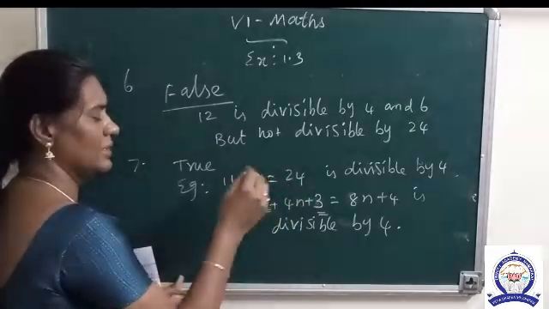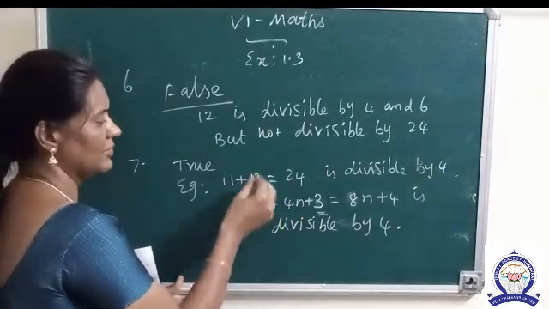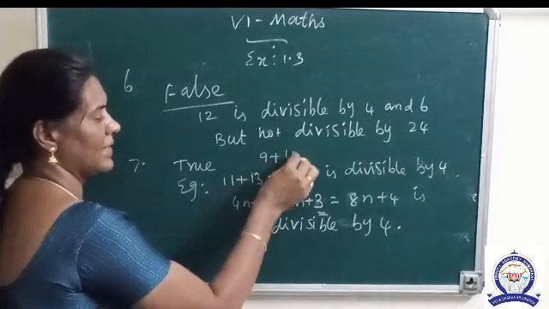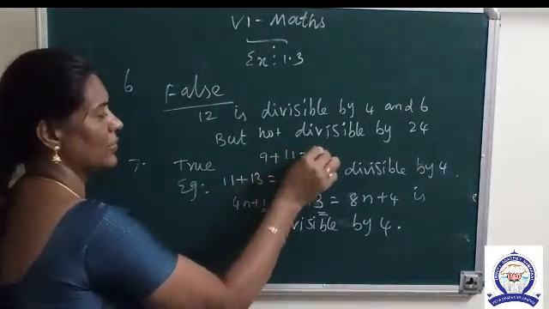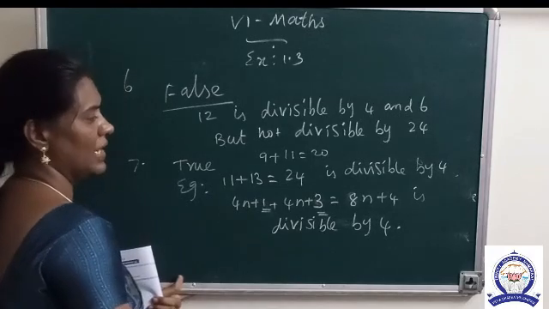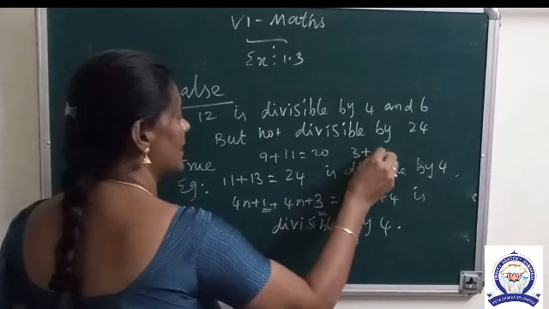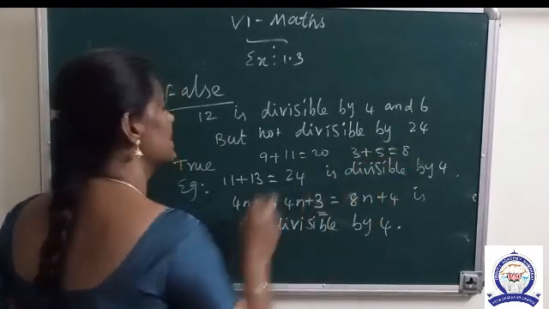Okay, then let us check another one. 9, the next odd number is 11. 9 plus 11, 20. 20 is also divisible by 4. Let us take one more example. 3, the next odd number is 5. 3 plus 5, 8 is divisible by 4.